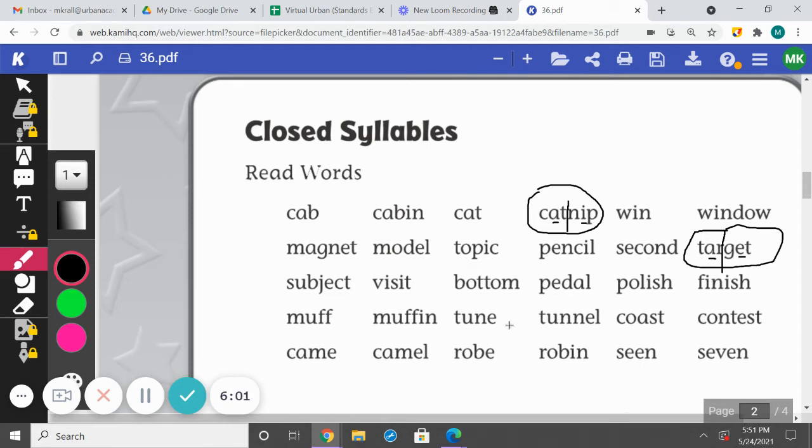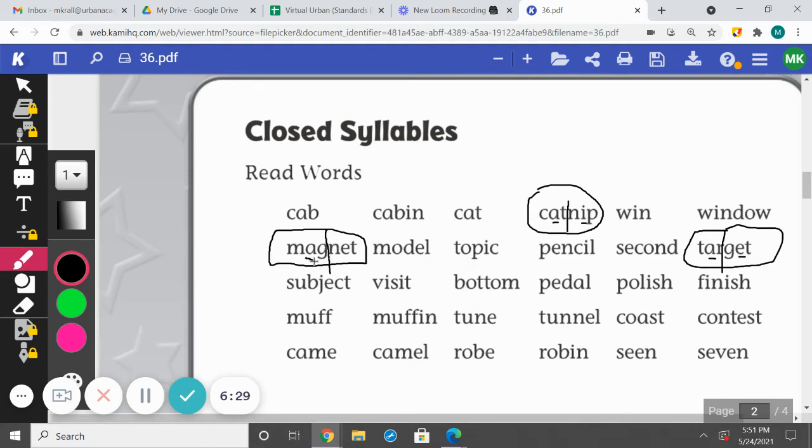Let's go ahead and look at 2 more. So here we have magnet. Go ahead. How many syllables is magnet? Let me hear it. Yeah, 2. Magnet. So where is that break? Where are those syllables going to be broken up? Go ahead and use your finger and make that line. Yeah, right here. Magnet. So let's find our vowel in our first syllable.